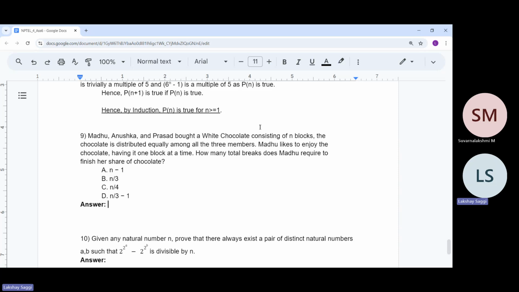So we know that the chocolate had n blocks and it was distributed equally among all the three members. So this means since the chocolate was distributed equally.